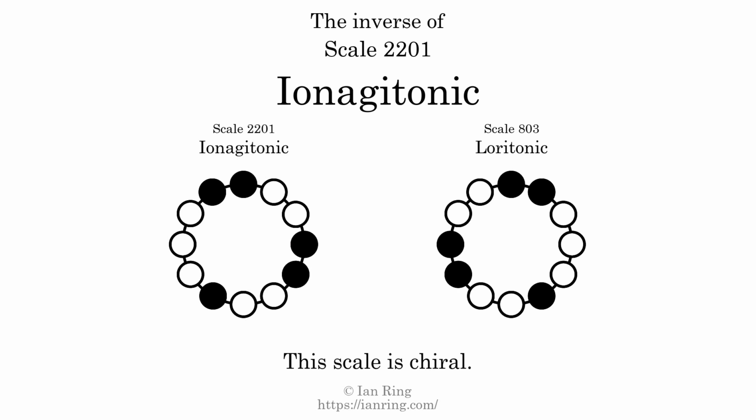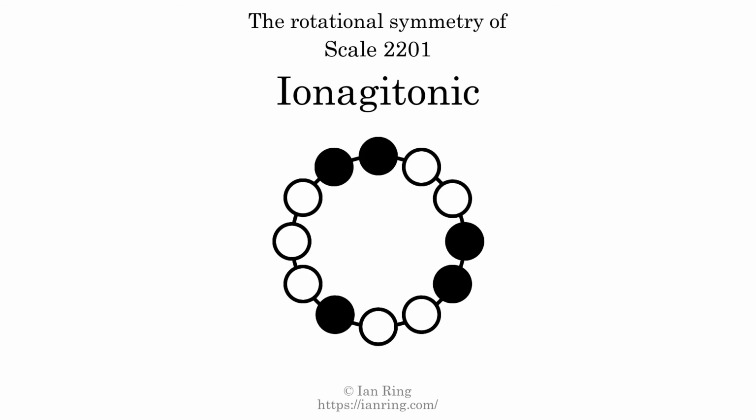The inverse of a scale is a mirror image. It is what you get when the sequence of intervals is reversed. The inverse of this scale is scale 803, also known as Zothitonic. This scale is chiral. It cannot transform into its inverse by rotational transformation. This scale has no rotational symmetry.